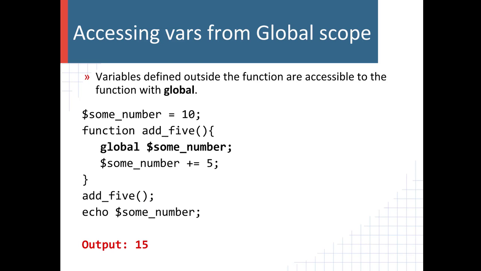Modifying a function to accept outside variables, or to change the values of outside variables, can be done by using a global. Again, we have some number equal to 10. If we call the function add5, it's going to go out to the global stage, get the value of some number, which is currently 10, and reset the value of some number to add to itself 5. Now the output of some number is 15.